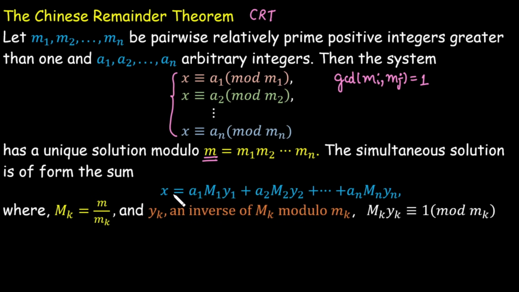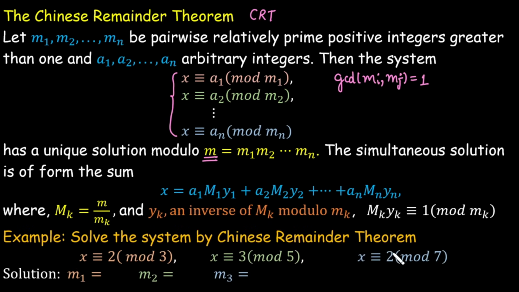And the solution is further calculated by this formula. It might sound complicated, but it actually contains only 5 steps. Let's understand this with an example. Here we have considered the system. Our job is to find a single value of x that satisfies all these 3 congruences.